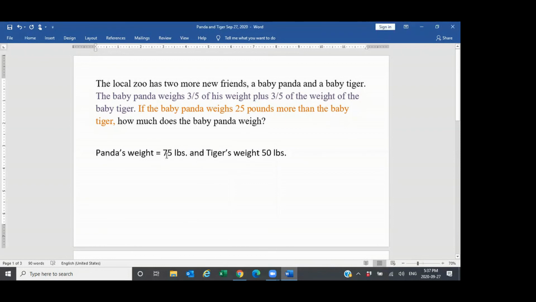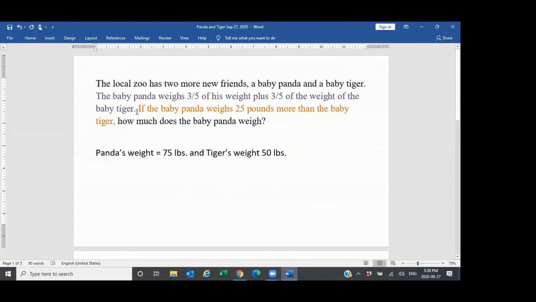The second part of the sentence says the panda weighs 3/5 of his weight plus 3/5 of the weight of the baby tiger. What is 3/5 of 50? 50 divided by 5, because it's fifths, is 10. Now it asks 3/5. So 3 times 10 is 30. 45 plus 30 is 75. So the purple statement is true. The baby panda does weigh 3/5 of his weight plus 3/5 of the weight of the baby tiger.